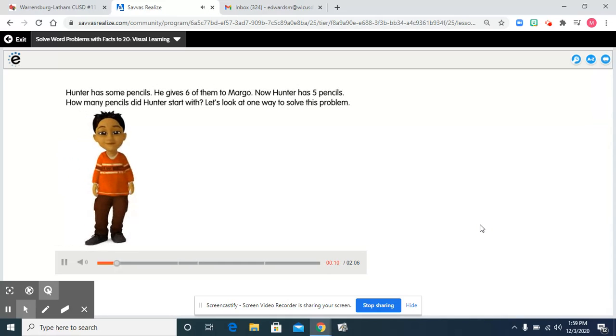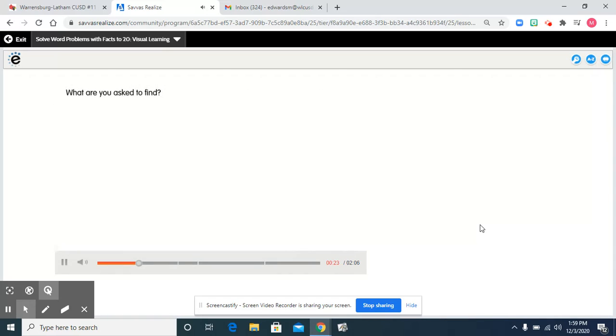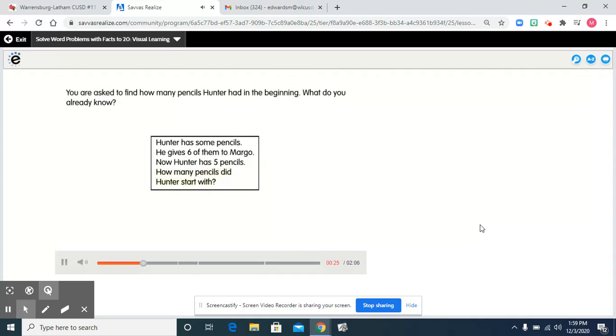Hunter has some pencils. He gives 6 of them to Margot. Now Hunter has 5 pencils. How many pencils did Hunter start with? Let's look at one way to solve this problem. What are you asked to find? You are asked to find how many pencils Hunter had in the beginning. What do you already know? You know that he gave Margot 6 pencils and that he had 5 in the end. Should Hunter have more or less than 5 pencils in the beginning of the story? Select your answer.